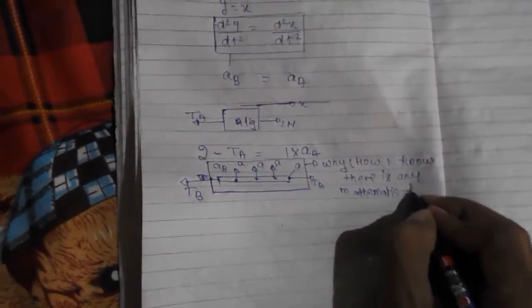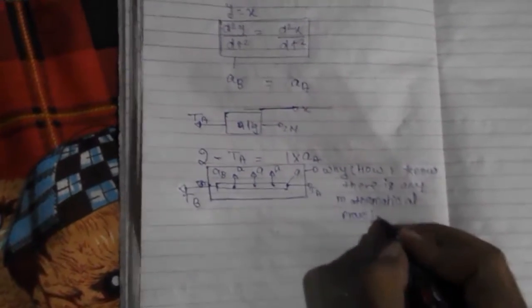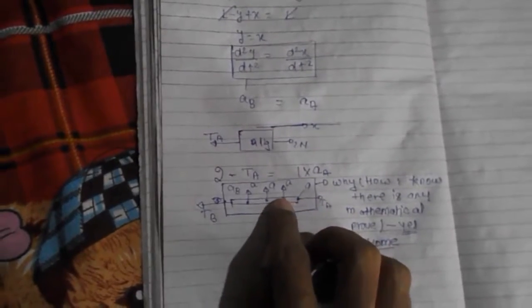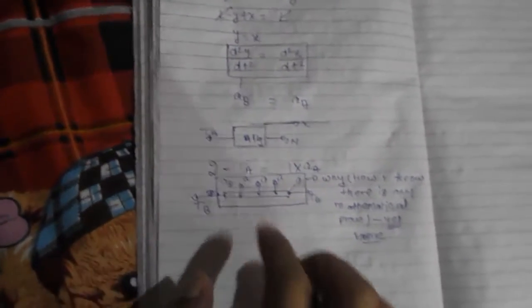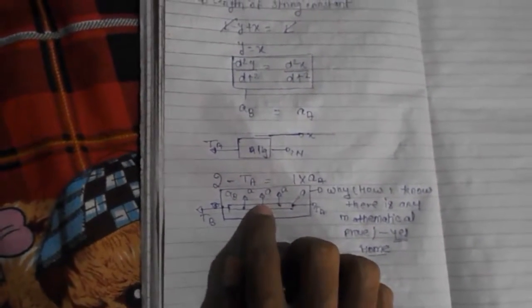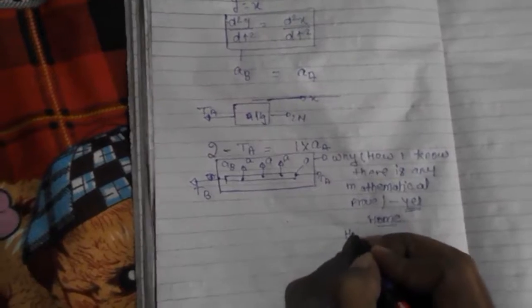Is there any mathematical proof? The answer is yes, and this is your homework. You should try to find why the acceleration at each point should be the same. You should do it by yourself. Acceleration at this point is a, at this point is a, at this point is a. All the points have the same acceleration. Why? I am going to give you a hint.